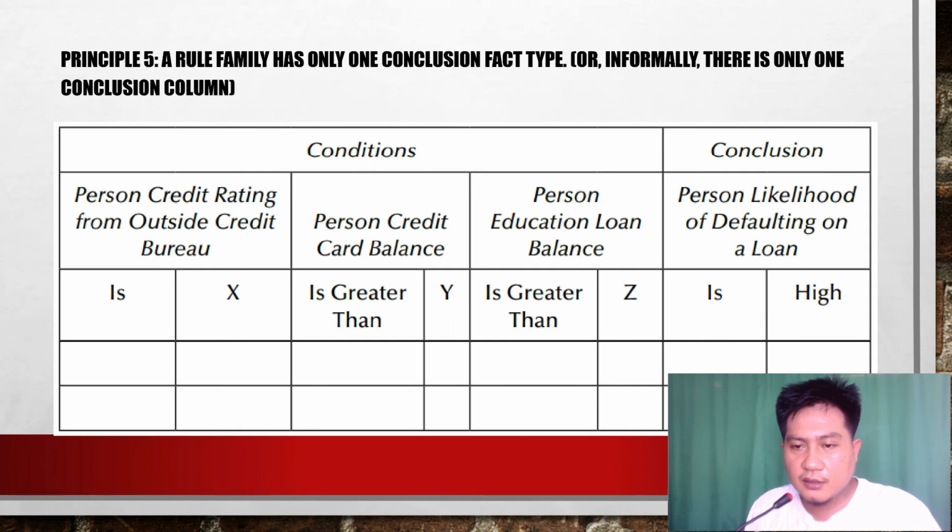It should not be affected only by the first condition. It should be affected by these three conditions, for example, the credit rating, the credit card balance, and the loan balance. So these three should affect your conclusion, not just the first condition, or just the second condition, or just the third condition. So that is the fourth sub-principle of principle 6.